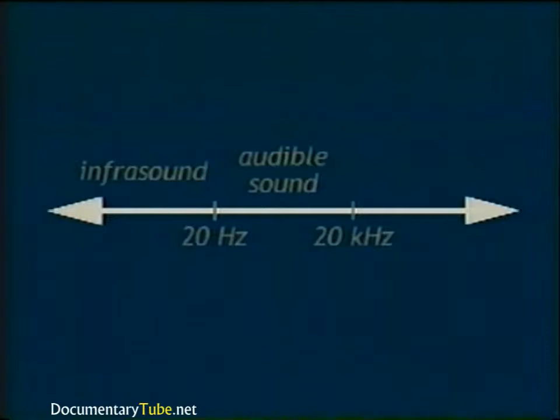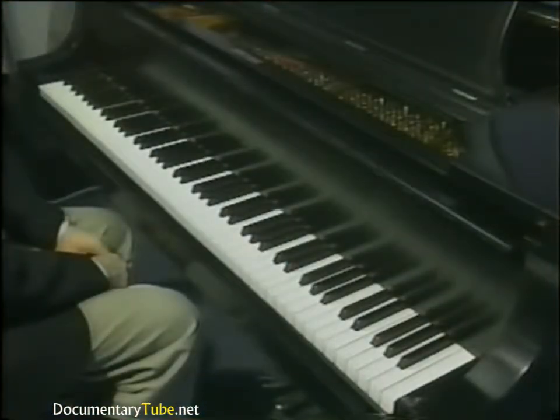Infrasound includes frequencies below 20 Hz. And ultrasound includes frequencies above 20 kHz. In order to connect frequencies with sounds we recognize, let us first listen to the piano. A piano covers a frequency range of 55 to 8,360 Hz.